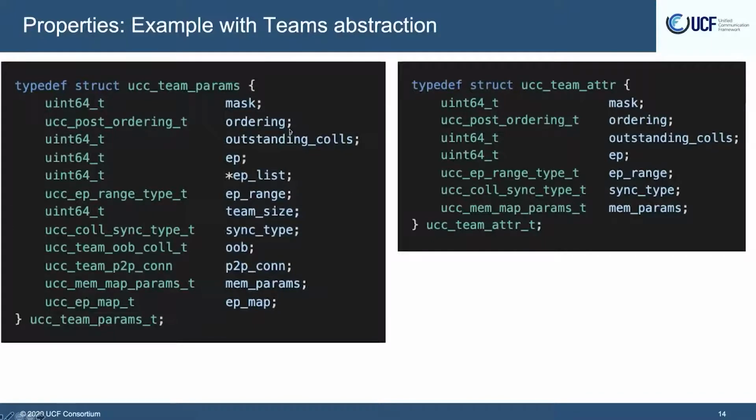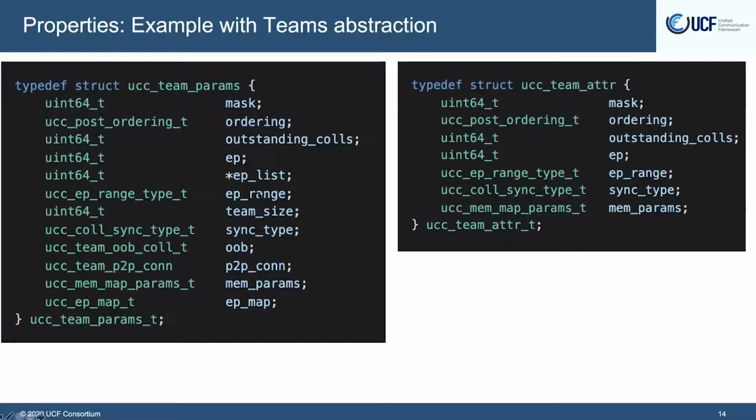Okay, thanks. So ordering: you want to tell whether the collectives are ordered on this team or not. And then we have outstanding collectives, which means the number of outstanding collectives that you can post. Remember that this is what the user asks the library, and this is what the user gives to the library. And then there is a list of things: endpoint, endpoint list, endpoint range.